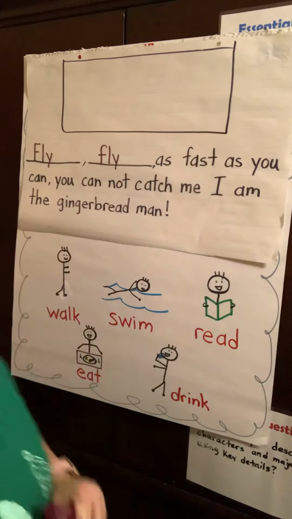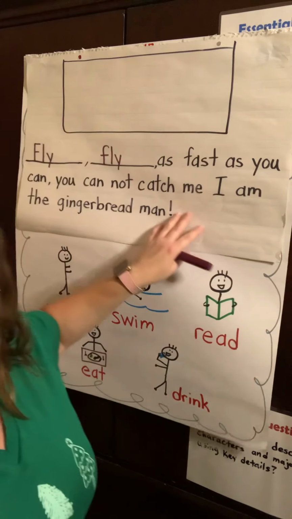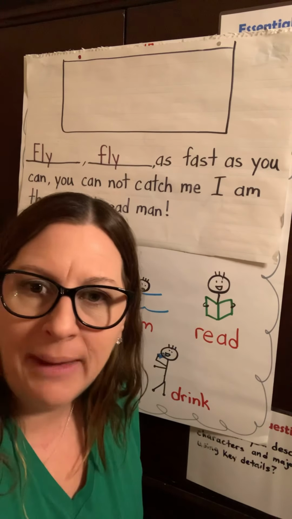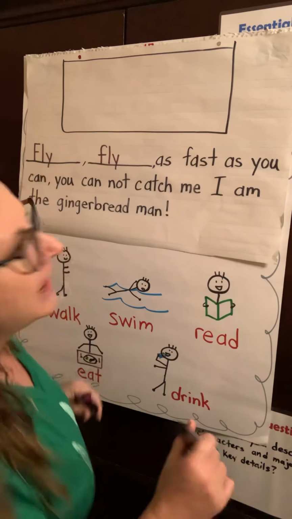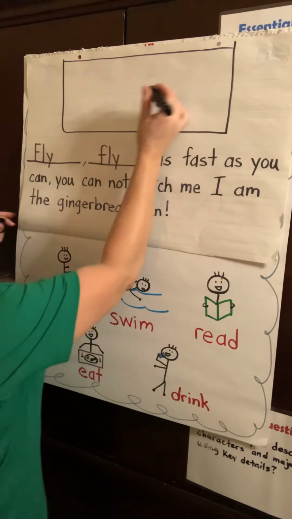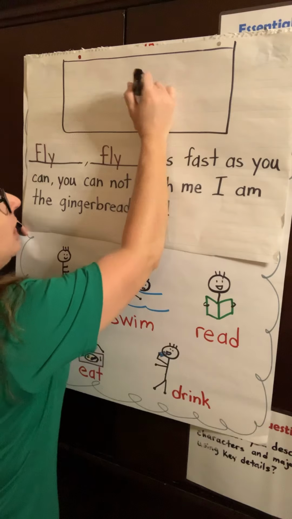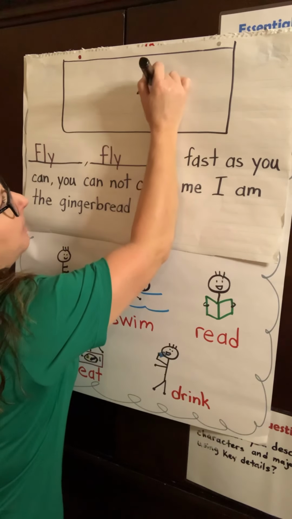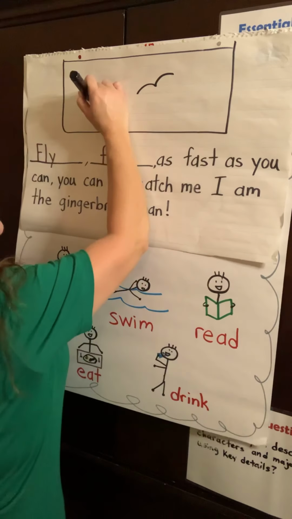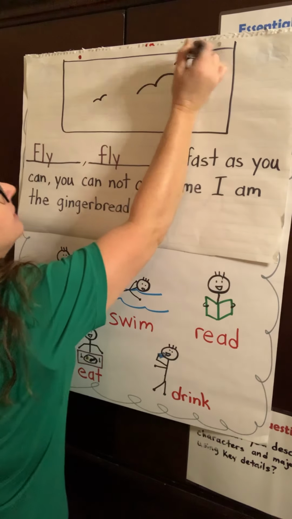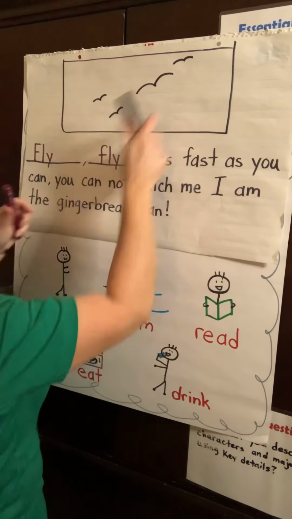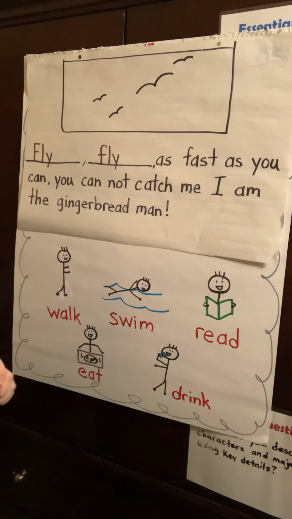Then I'm going to do my sketch, and it has to match my sentence. I said fly. So I'm going to put my gingerbread man on the back of a bird. Now remember, I am not an artist. I am a teacher though. So I'm just going to do one of those little M birds like that. I call it an M bird. And we'll do some other ones around it. And we're going to put our gingerbread man right on the back of him.